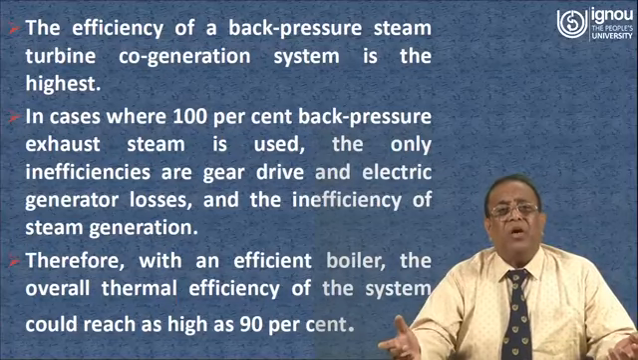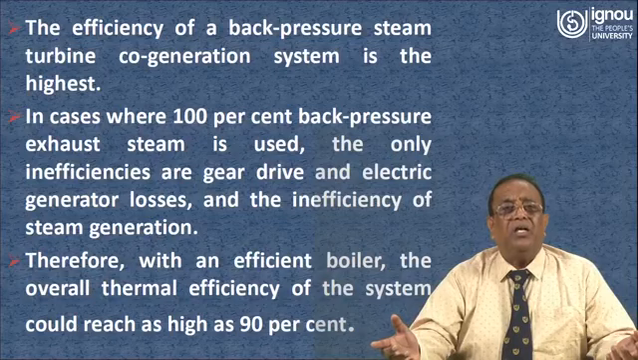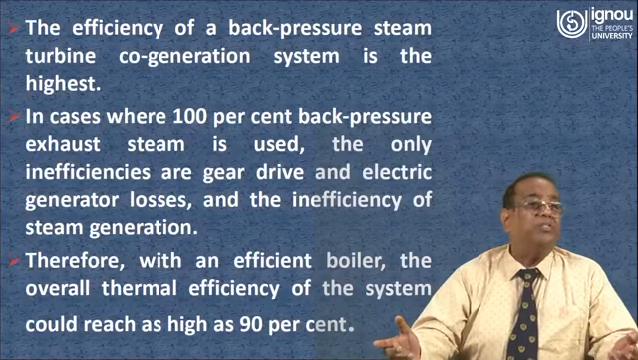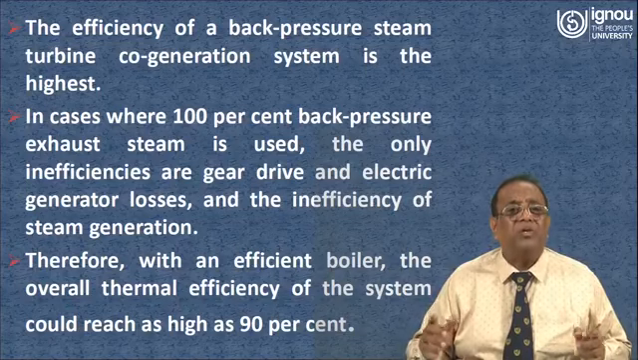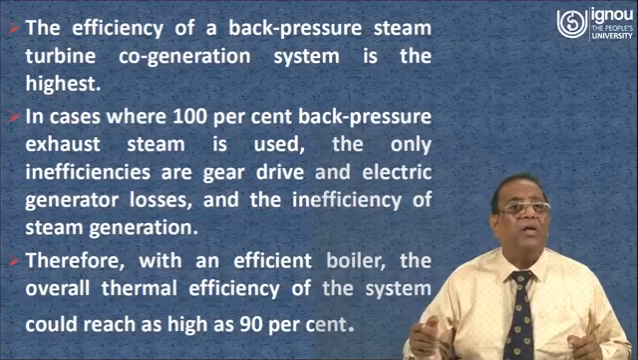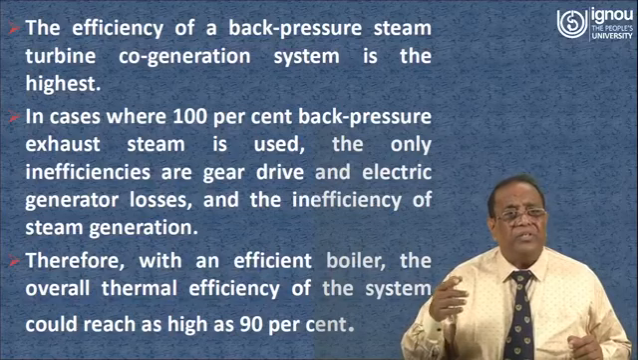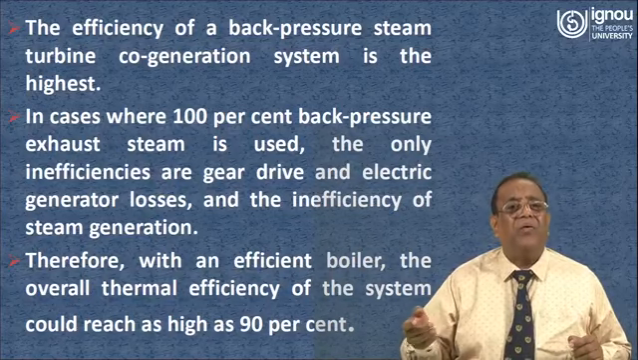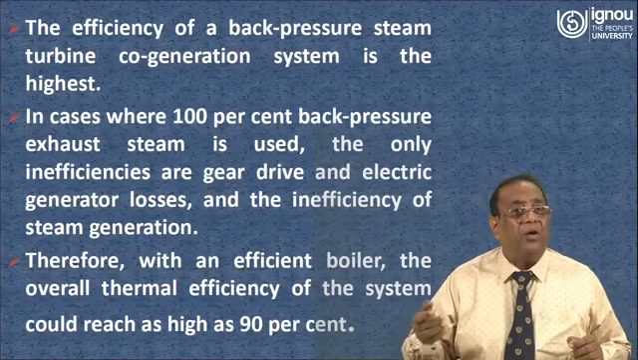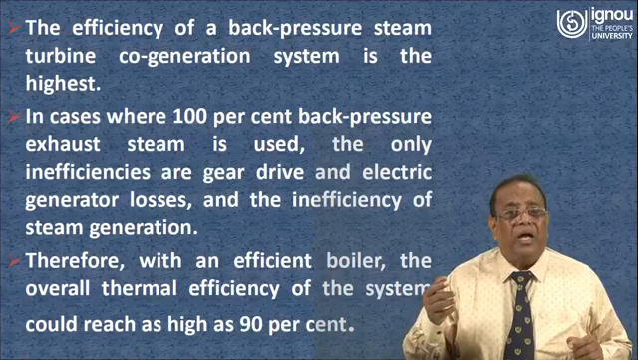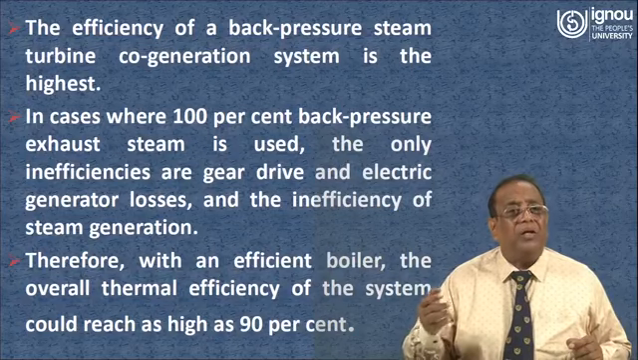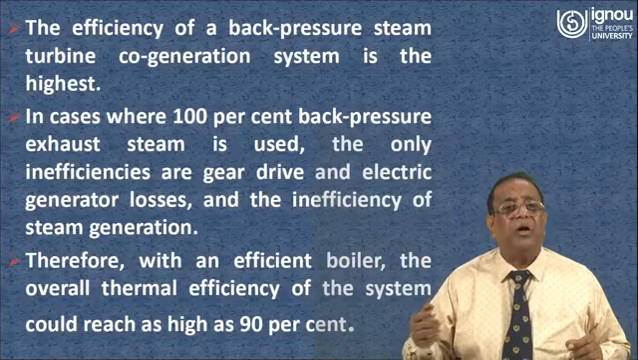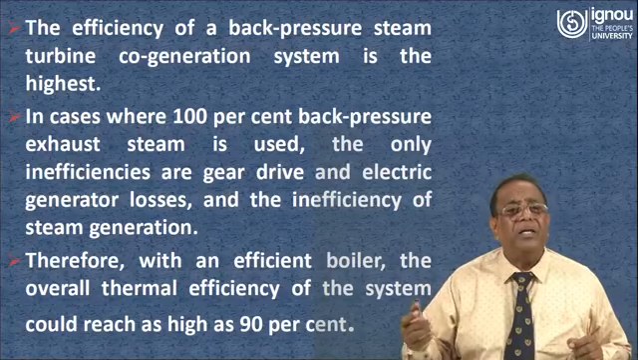The efficiency of a back pressure steam turbine cogeneration system is the highest in cases where 100% back pressure exhaust steam is used, and the only inefficiencies are gear drive and electric generator losses and the inefficiency of the steam generator. Therefore, with an efficient boiler, the overall thermal efficiency of the system could be as high as 90%.